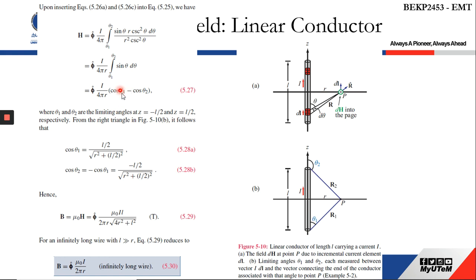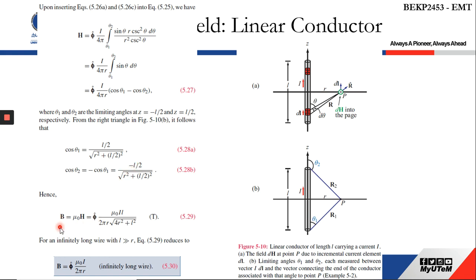We know cos theta is adjacent divided by hypotenuse. The adjacent length is L over 2, because we are only considering half, and the hypotenuse is the square root of R squared plus (L over 2) squared. For cos theta 2, it's actually the negative of cos theta 1, so we just apply a negative. It's a principle of trigonometry. If you were to calculate the inner angle, since this is an isosceles triangle where the lengths are the same, theta 1 and theta 2 should be the same. But because we want the outer angle, we just apply the negative.